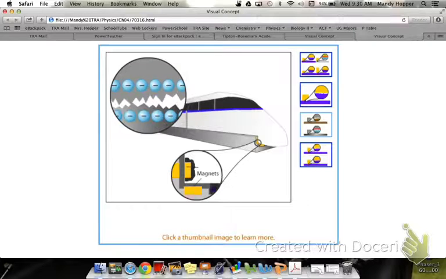Have y'all heard of a maglev train before? Yeah. Okay. If you haven't, then basically you've got a rail that has magnets on it with the negative side of the magnet. The rail on the bottom of the actual train itself also has negative magnets on it. What happens when you put two negatives together? Yes, they're going to repel each other.